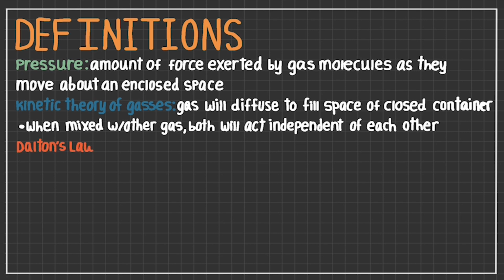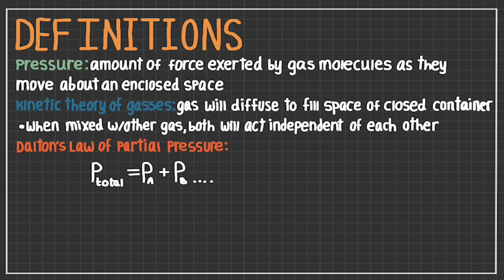And now for the actual law. Dalton's law of partial pressure states that pressure total equals the pressure of A, pressure of B, and so forth. So all the collective pressures combined. In other words, the overall pressure of a system is the sum of the individual pressure each gas is exerting on the container.